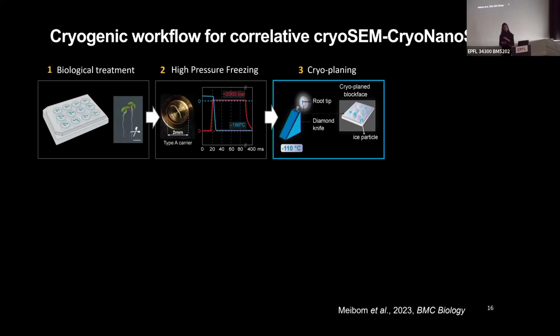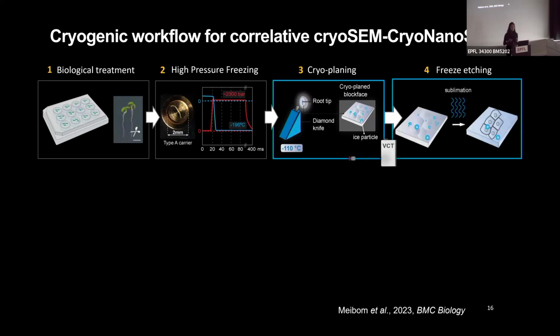The next step is to plane the sample. Because NanoSIMS is a very surface sensitive technique, you need to have a really flat surface to be able to image the sample. So we use a cryo ultramicrotome with a diamond knife and plane the surface of the sample to create a really nice, neat, flat surface. In this process, there can still be a lot of contamination with ice dropping on the surface of the sample, and this interferes with our imaging.